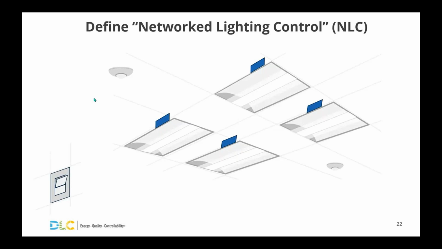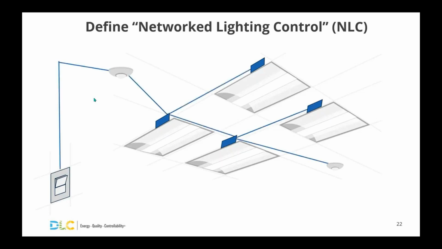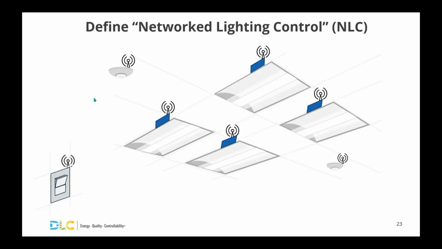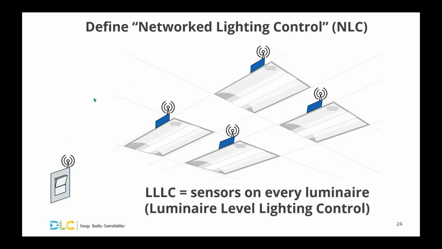These devices may communicate with each other using a wired protocol, such as DALI 2, or a wireless protocol, such as Bluetooth NLC. When sensors for occupancy control and daylight harvest are on board every fixture, that's called luminaire level lighting control, or LLLC. That's good for spaces of all sizes and especially good for smaller buildings.